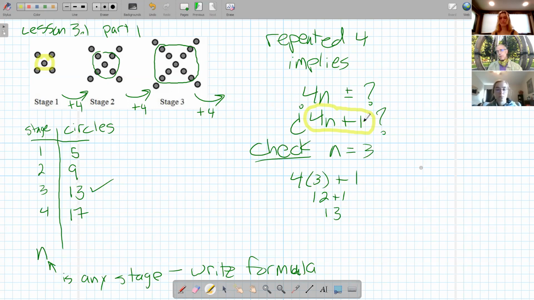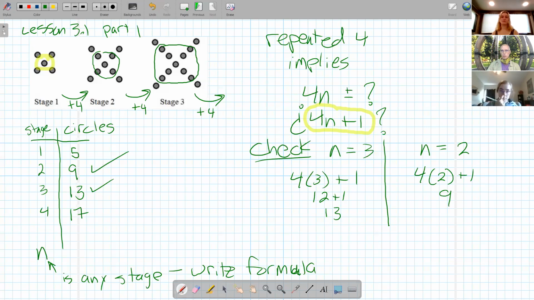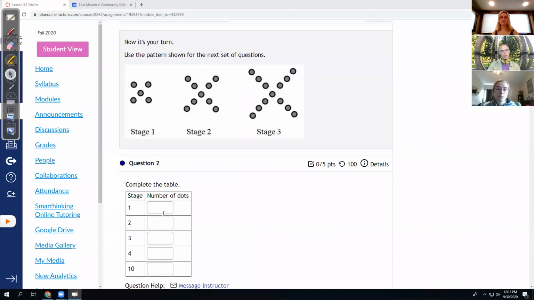Okay, so I think I have a formula. I'm just going to check it again just to make sure, because sometimes I'm full of it. So let's try n equals 2 just to see. So 4 times 2 plus 1. 8 plus 1 is 9, and that does check. Okay, so I did find a formula after a little bit of educated guessing, and I'm ready to go back from my notebook to my problem and start typing stuff in.